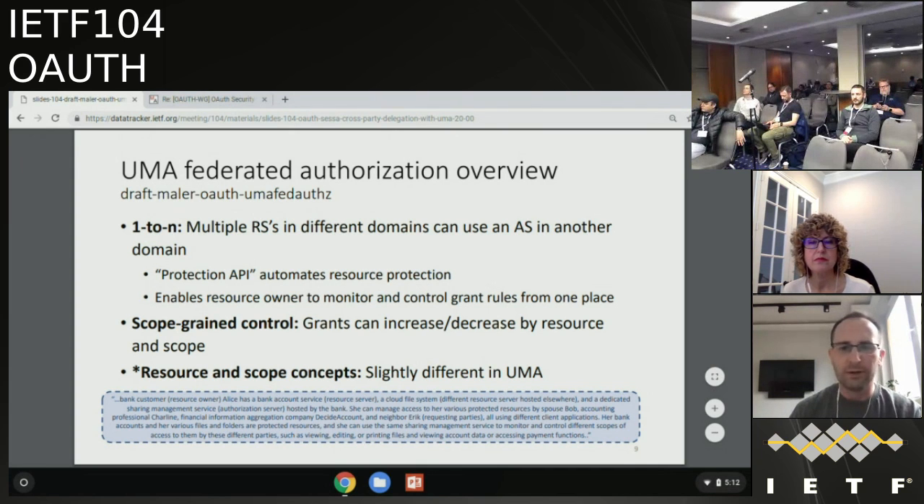Again, she manages access for various different parties, and during the sharing she can define whether access to a resource is of view type or edit type, relating to, let's say, files, or in relation to the bank, view financial data, maybe move money, etc. So this scope-grained access control means that we can have various different scopes associated with various different resources, and those resource and scope concepts differ in the UMA case. In OAuth, it's more of a flat structure. In the UMA case, we have a specific set of resources and scopes associated with these resources.